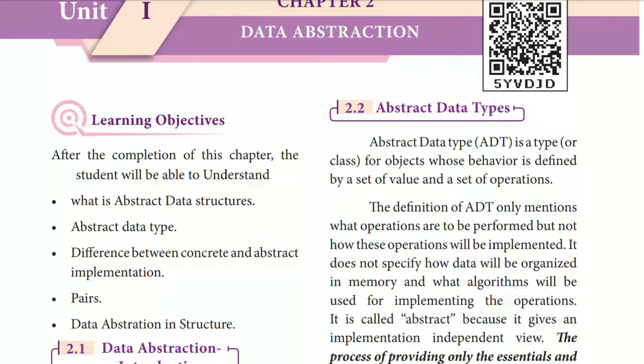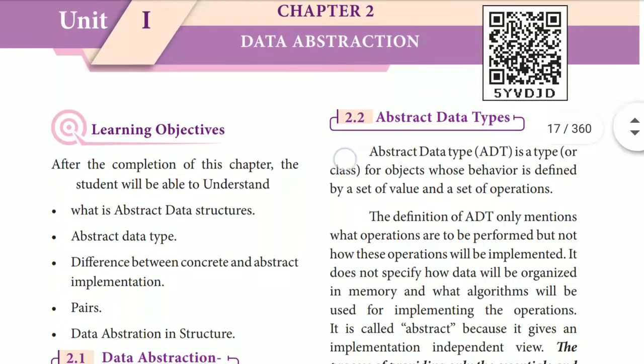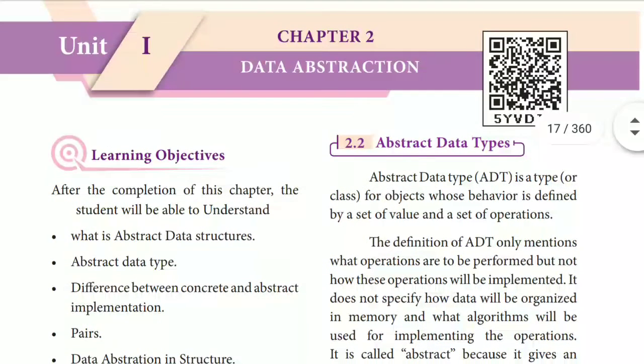Hello, good morning, students. Today we are going to see a new chapter known as data abstraction. Data abstraction means hiding the unwanted data. Showing the meaningful and necessary data to the user and hiding the unnecessary data is known as data abstraction.